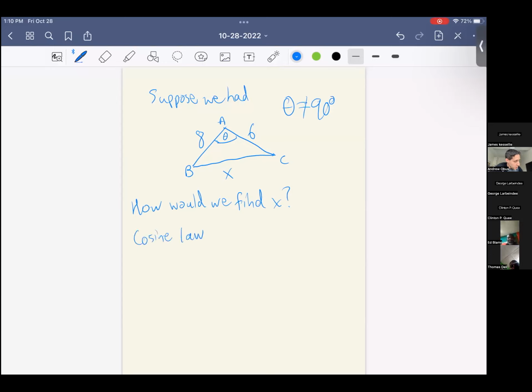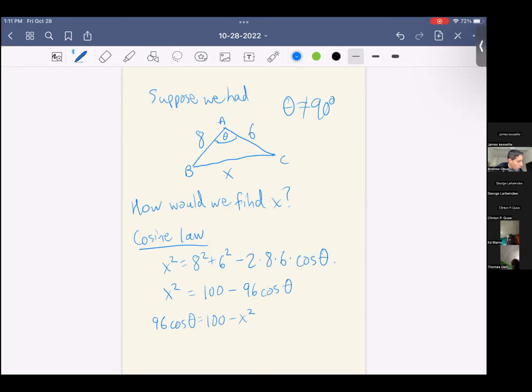So Clinton, do you want to just set up the equation there? Yeah, sure. So the equation will be X squared equals 8 squared plus 6 squared minus 2 times 8 times 6 cosine of theta. Exactly. That's great. So if we then wanted to simplify this a little bit, this would be X squared equals 100 minus 2 times 8 times 6 is 96 cosine of theta. And so this gives us that 96 cosine of theta is equal to 100 minus X squared.